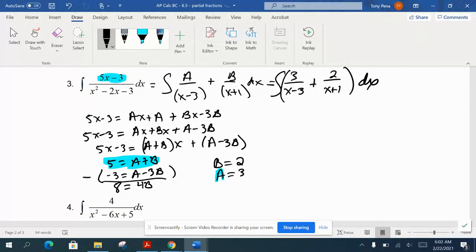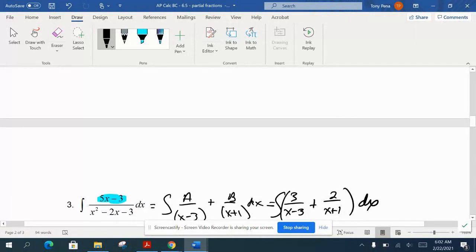Okay. Both of those pretty straightforward. 3 ln x minus 3, plus 2 natural log absolute value of x plus 1, and then plus your constant. Okay. So hopefully at this point you're kind of catching on a little bit.